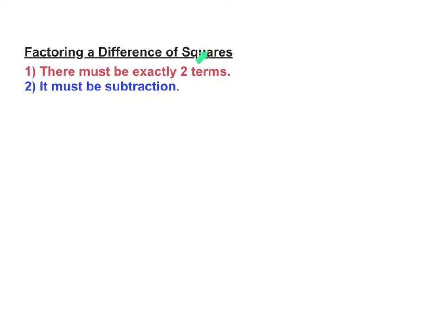Now these perfect squares can be variables, they can be numbers. They can sometimes be both. So long as the term is a perfect square, meaning it has a square root that comes out evenly, then it's a perfect square. Okay?